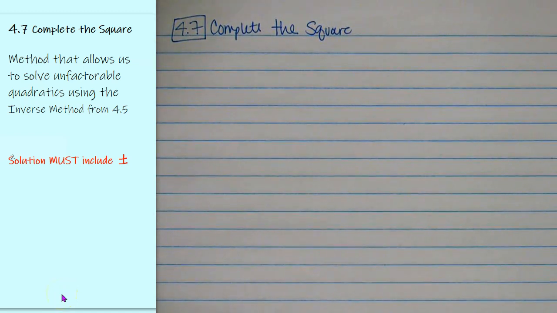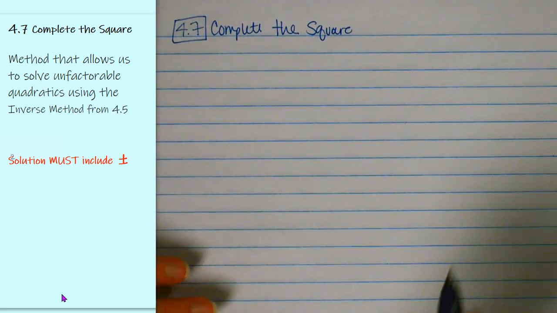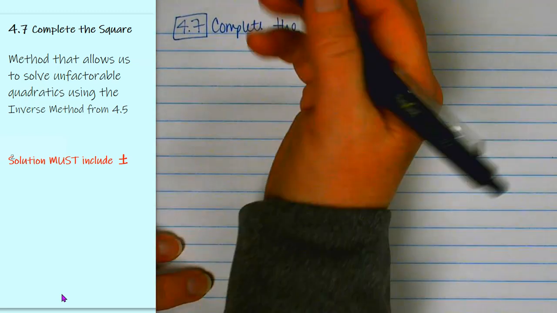All right, so 4.7 is all about how to solve quadratics when we can't factor it and it's not already set up for the inverse method. So complete the square will allow us to solve unfactorable quadratics using the inverse method from 4.5 and 4.6, because we could have imaginary solutions. So complete the square. This is what we know so far as solving equations.